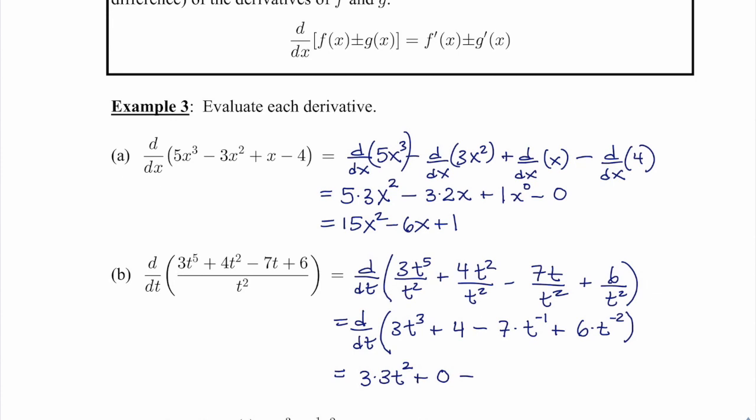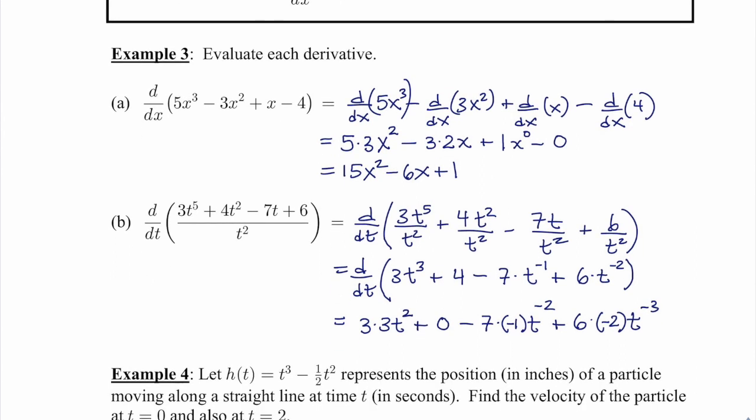And then we'll take the 7, that's the scalar multiple, times the derivative of t to the negative 1. Move the exponent down and subtract 1 from the exponent. Negative 1 minus 1 is negative 2. And then same on the last one, we carry our 6 along, scalar multiple of the derivative of t to the negative 2. So negative 2, t to the negative 3.